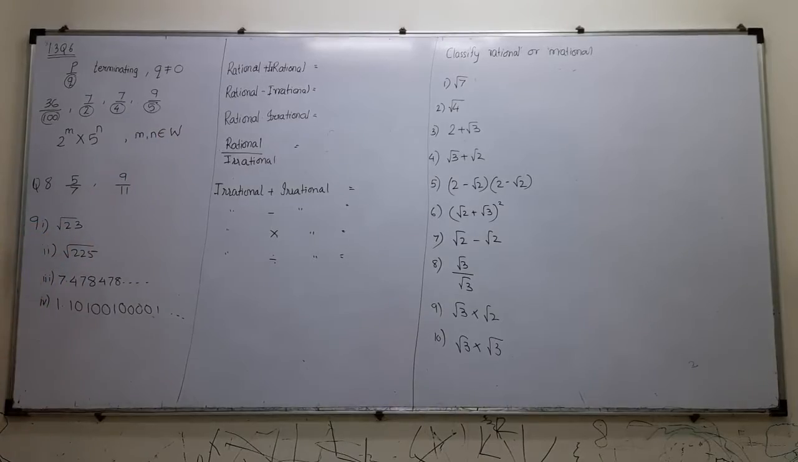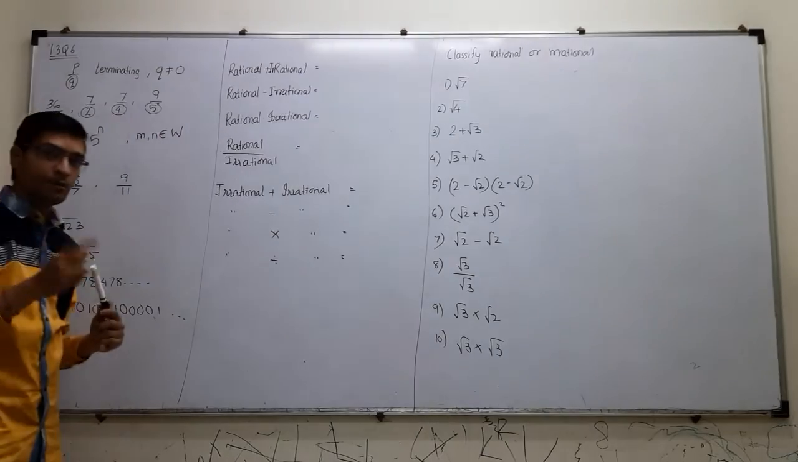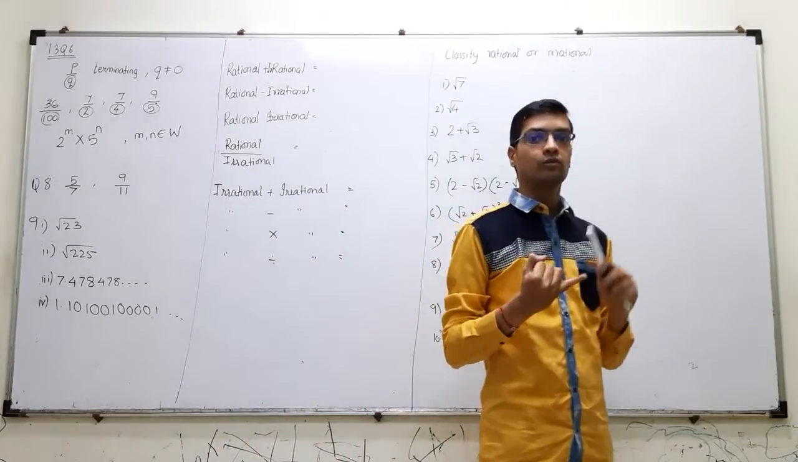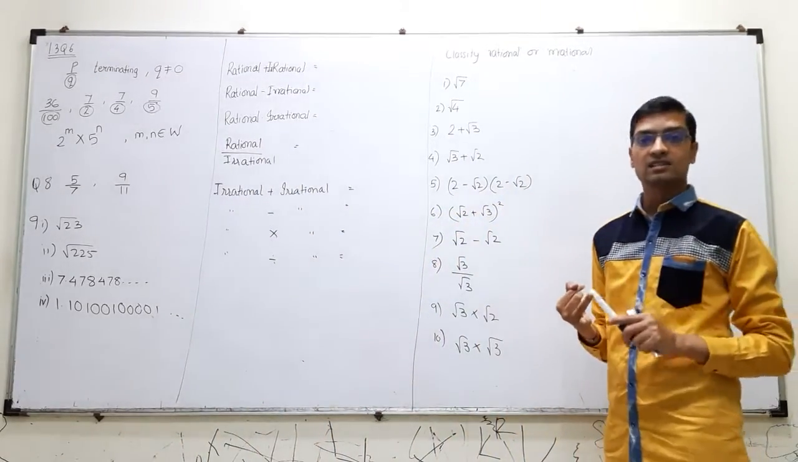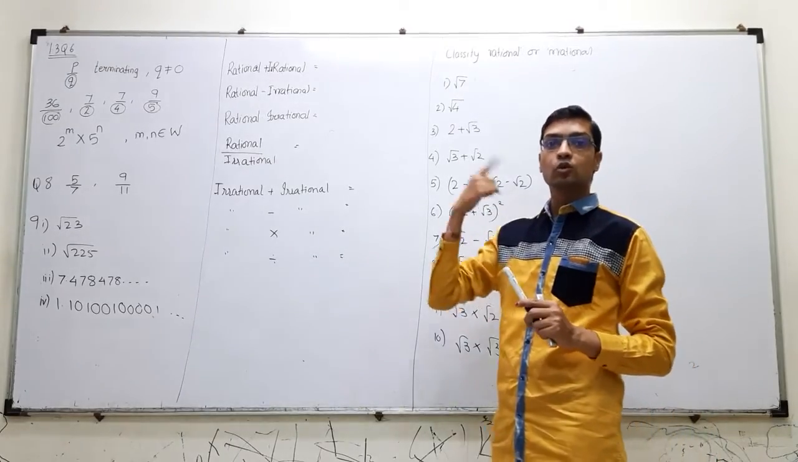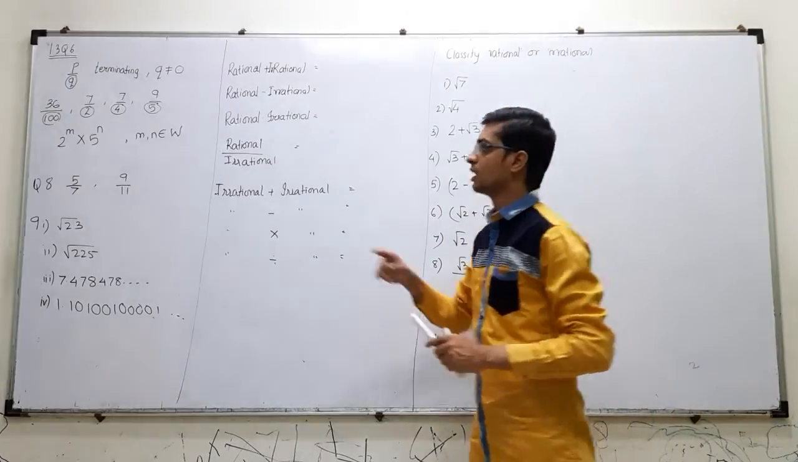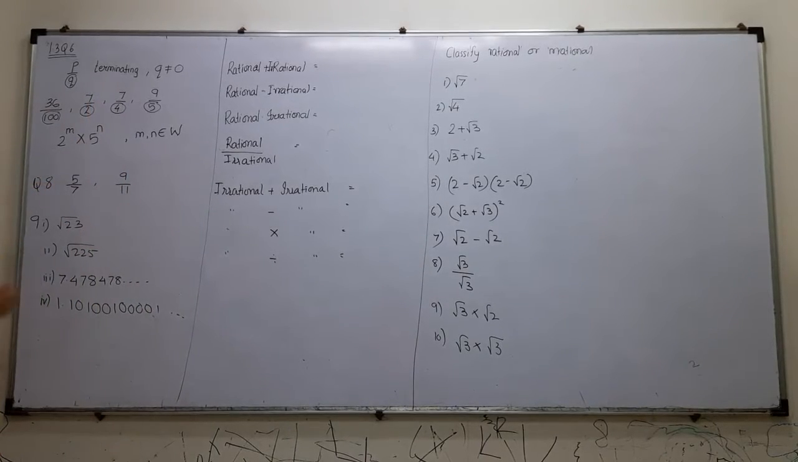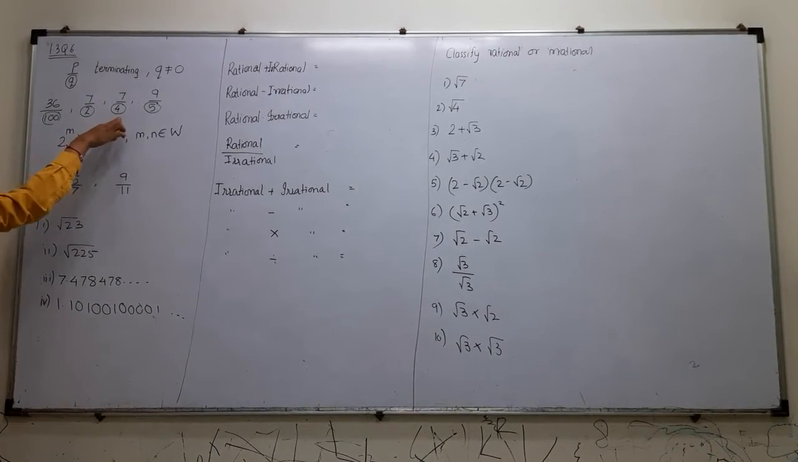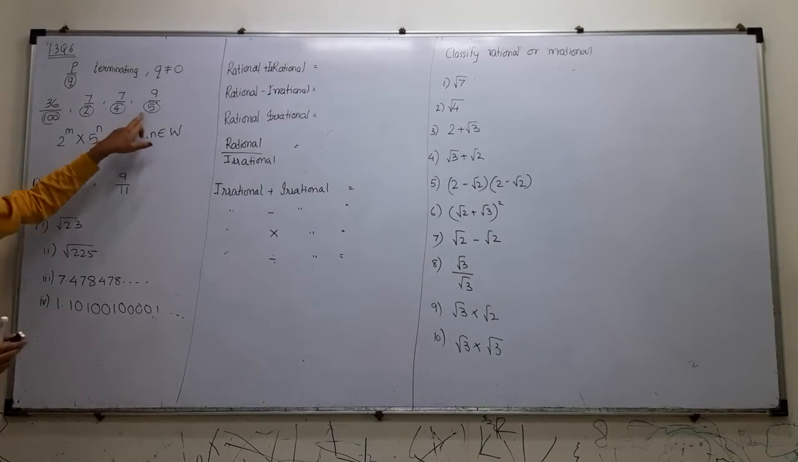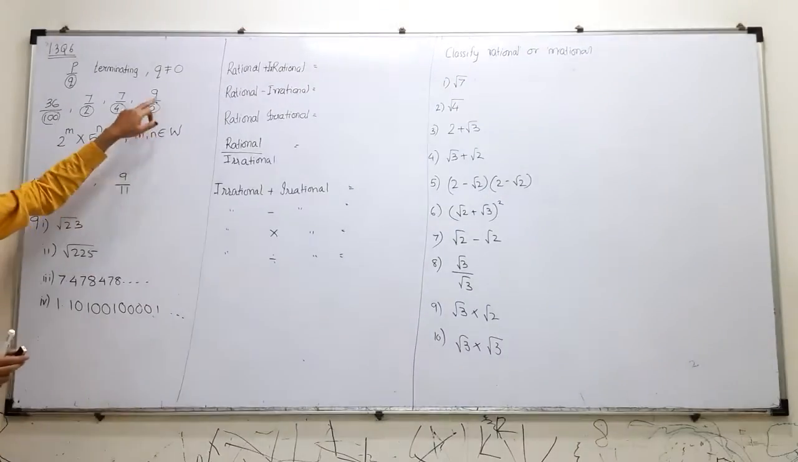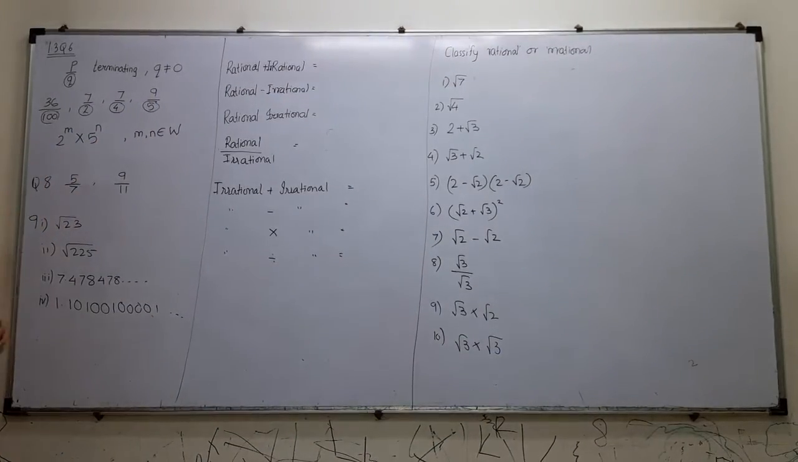That is, either the denominator should be a power of 2. Remember, I am telling power of 2. It means the denominator can be 2, 4, 8, 16, 32. That is 2 power, not multiple of 2. So if the denominator is a power of 2, I will get a terminating decimal. This will become 3.5. This will become 1 point something. And similarly, if the denominator is a power of 5, then also it is a terminating decimal.